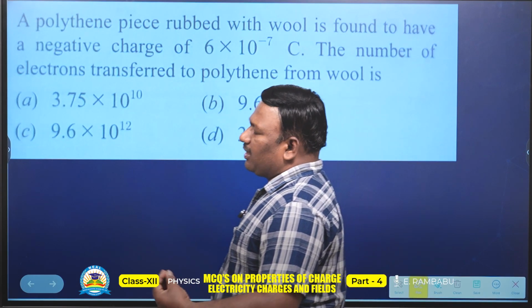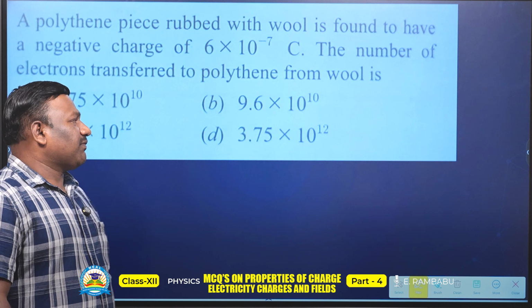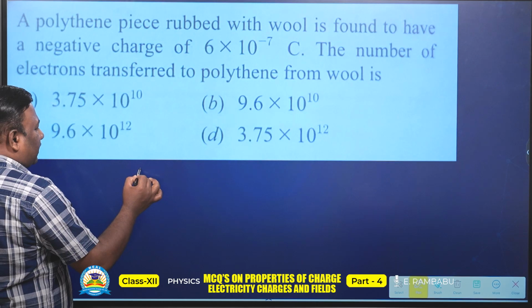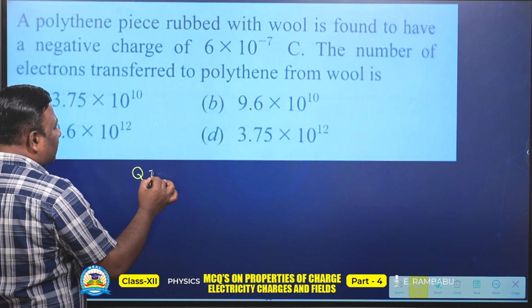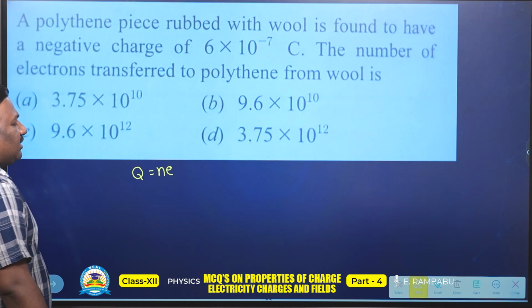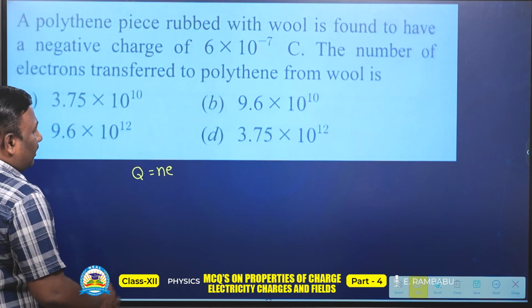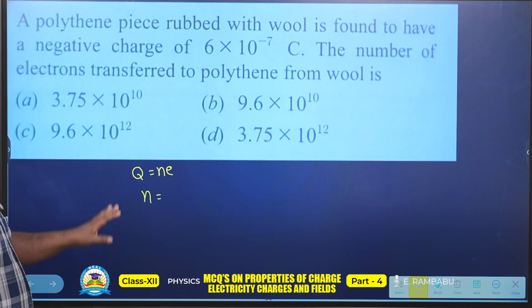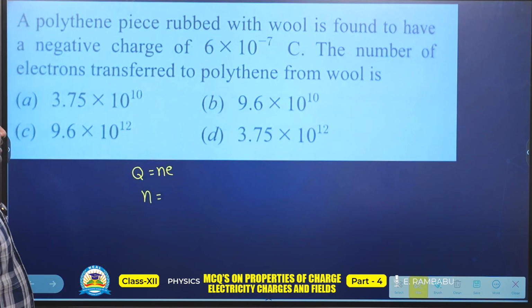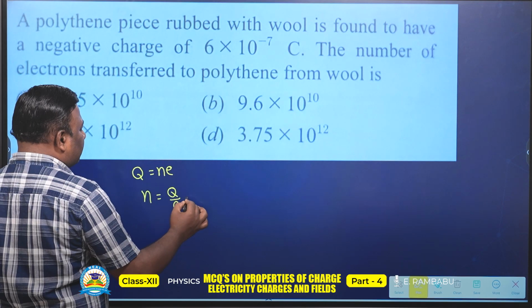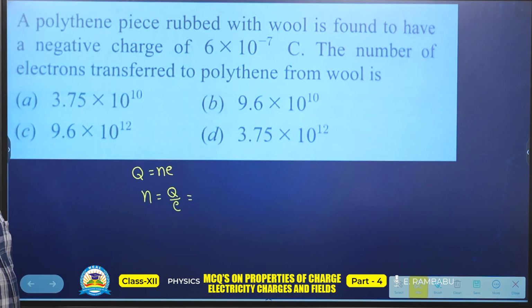So here we need to find how many electrons are transferred to polythene from wool. Here also we take the condition of quantization of charge. According to quantization of charge, Q is equal to N into E. We are going to find how many electrons are transferred when both are rubbed on each other. The number of electrons transferred is nothing but Q by E.